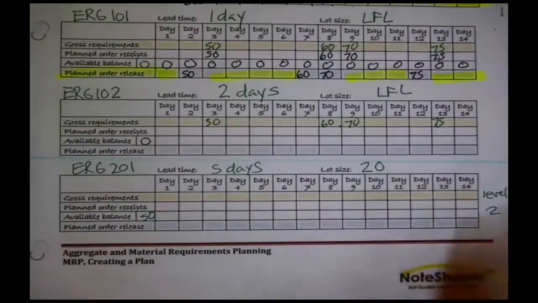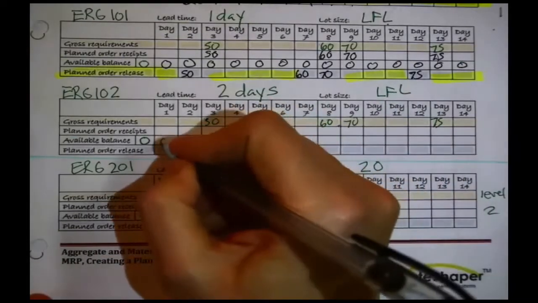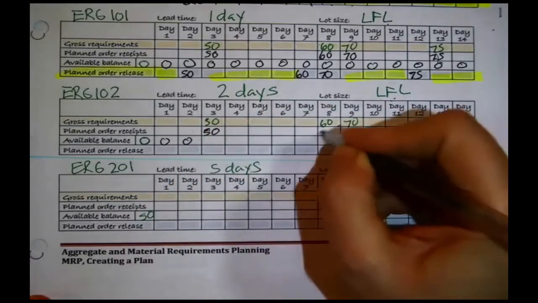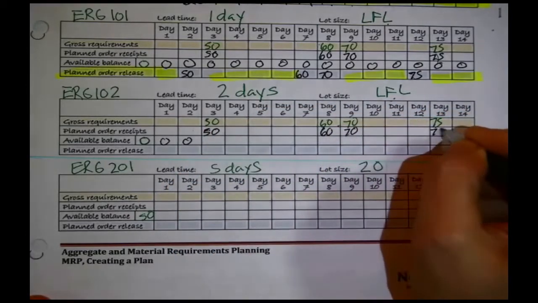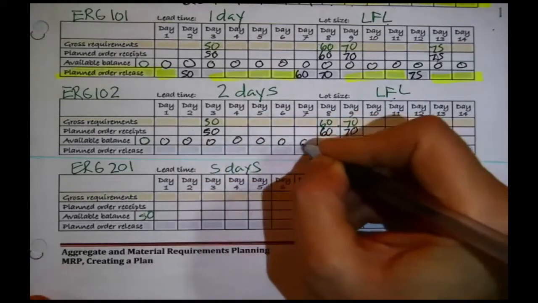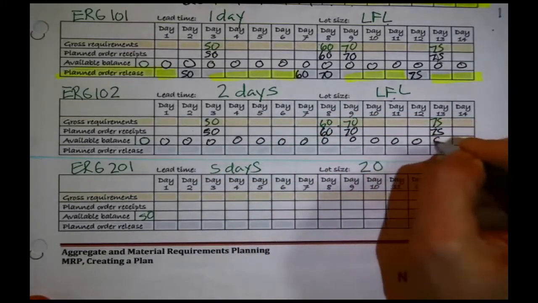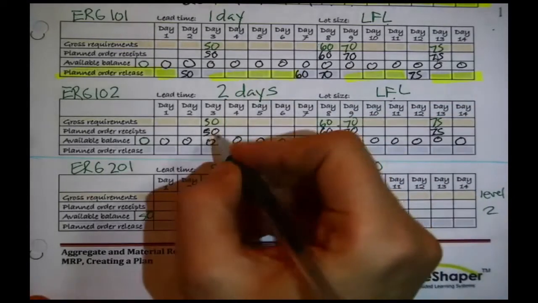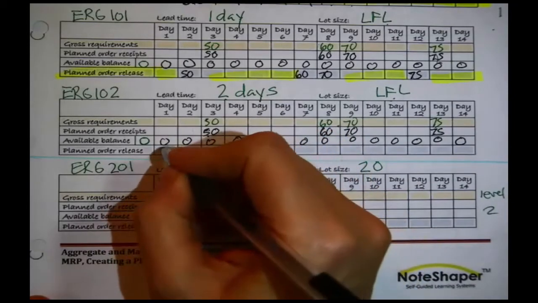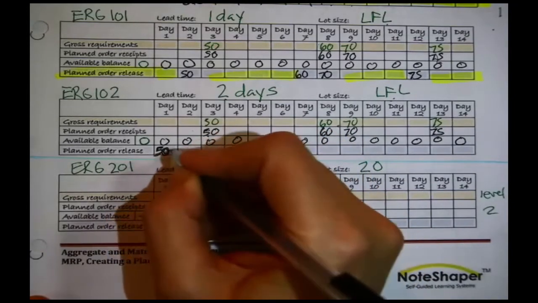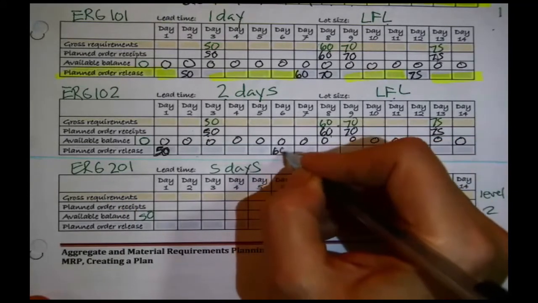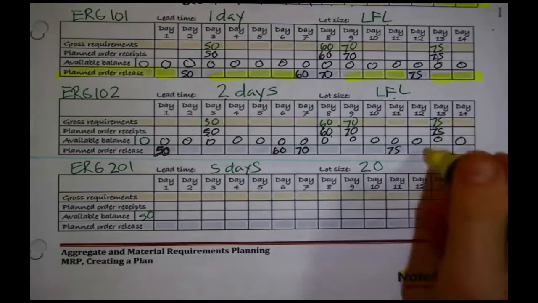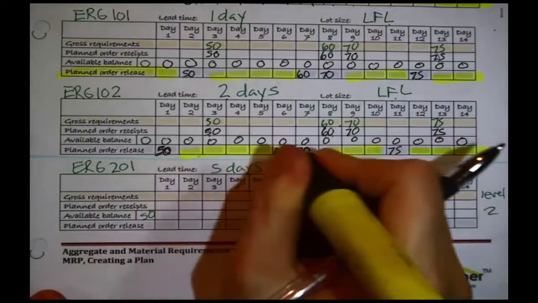ERG 102, really similar. Nothing in stock and it's lot for lot, so anything I want, that is exactly what I can have. And I'm not going to run up any inventory. And to finish it out, just be careful, the lead time here is 2 days. So to receive 50 here, I want to order 50 tomorrow, day 1. And the same thing here, phase these forward by 2 days. That's when we want to order them. Oh good, that one's done.